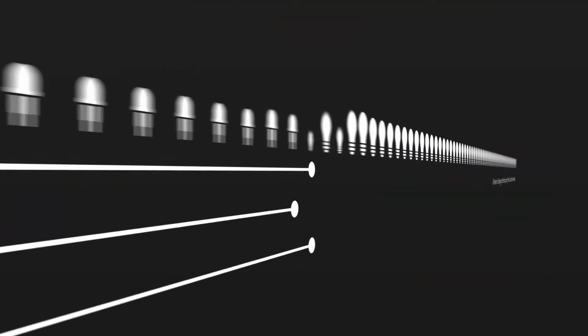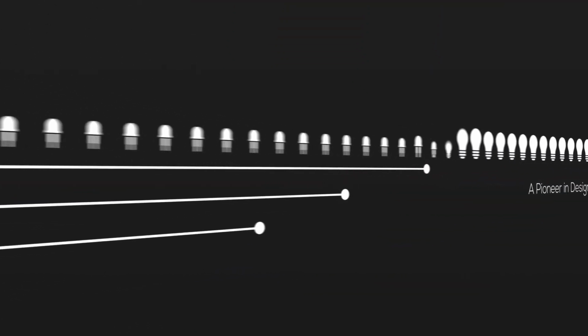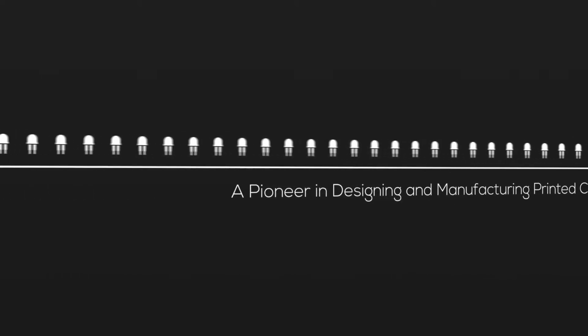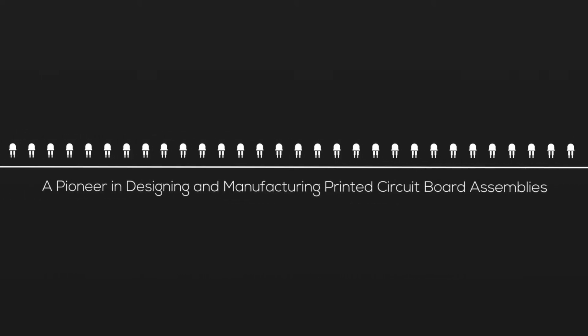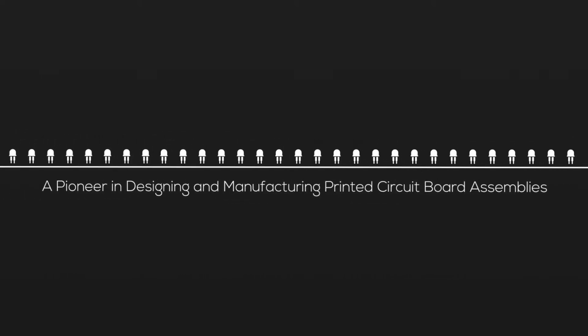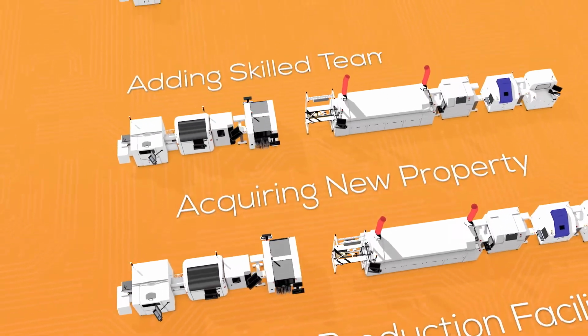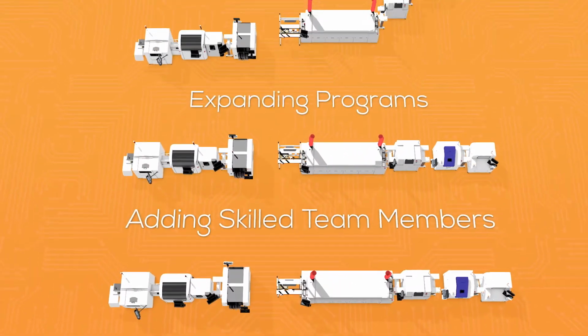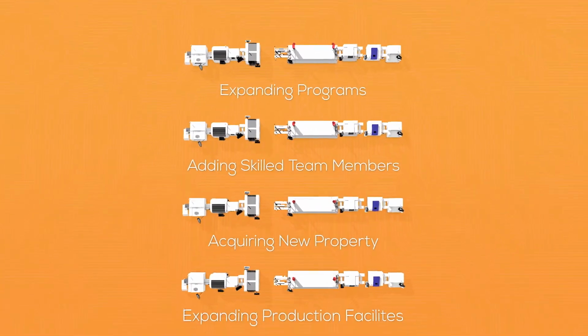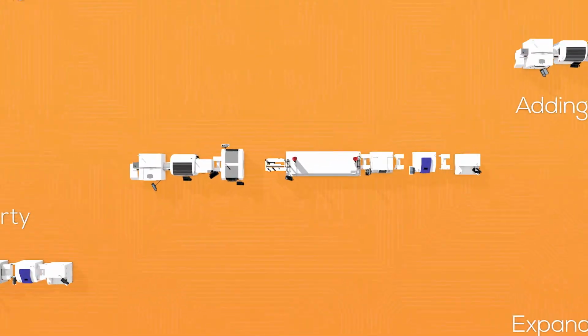In the race to replace traditional lighting with LEDs, EBWE is a leader, a pioneer in designing and manufacturing printed circuit board assemblies. We are growing to meet demand by expanding production facilities, acquiring new property for future growth, adding skilled team members, and expanding programs to help customers. Here's a quick overview of the production process.